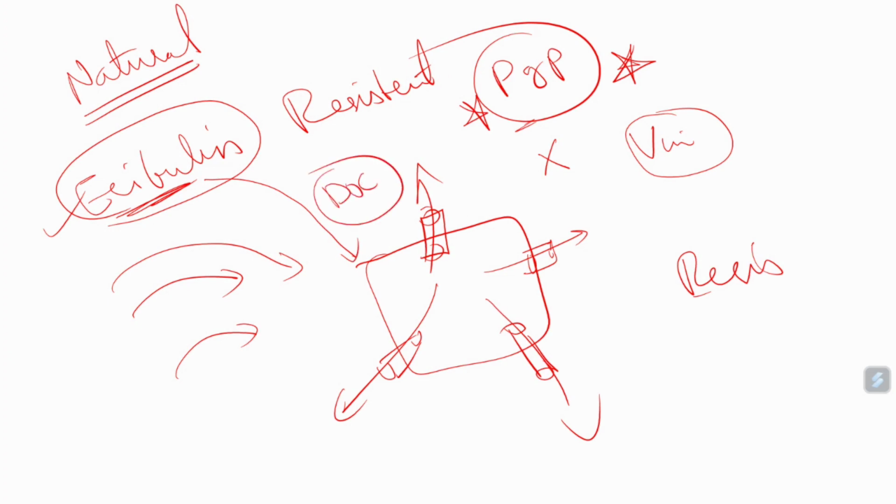Eribulin is the drug of choice for patients who express P-glycoprotein, or MDR1, multi-drug resistance 1. So in those particular patients, eribulin is the drug of choice. Is this important point clear? Understood, everybody?